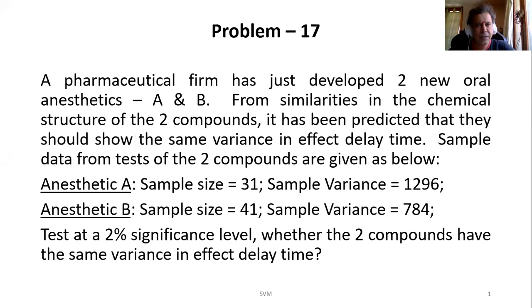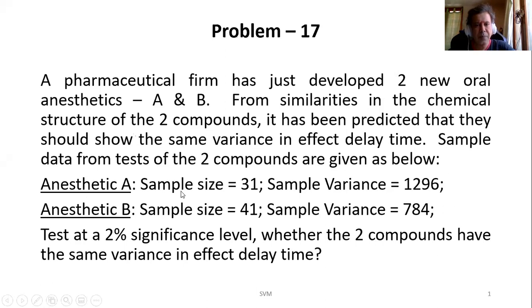The next question is, a pharmaceutical firm has just developed two new oral anesthetics A and B. From similarities in the chemical structure of the two compounds, it has been predicted that they should show the same variance in effect delay time. Sample data from tests of the two compounds are given as below.